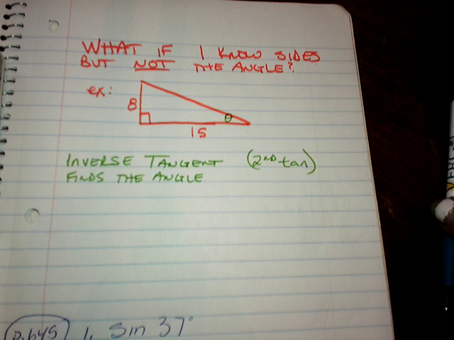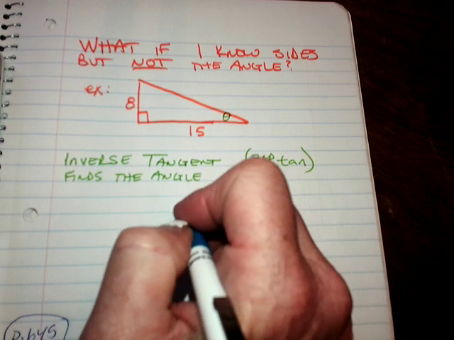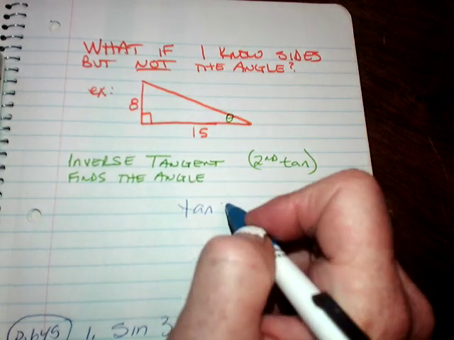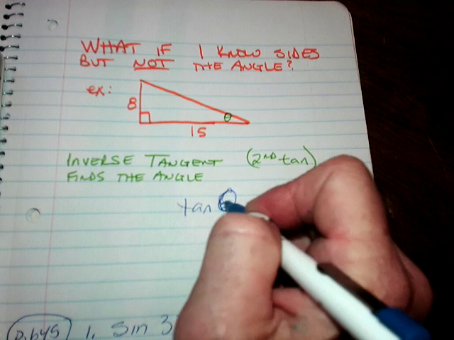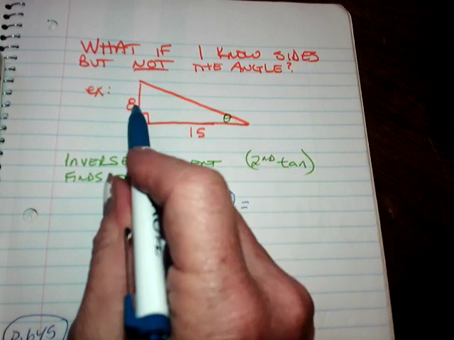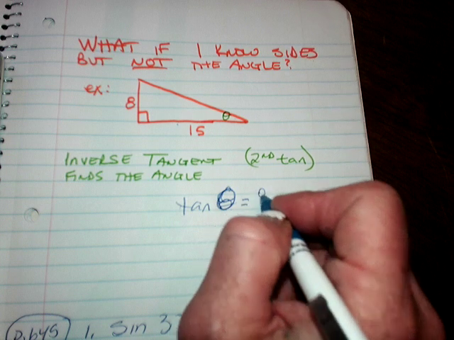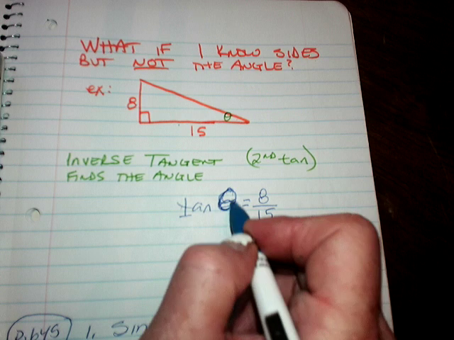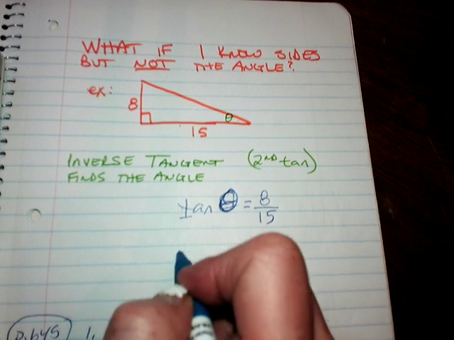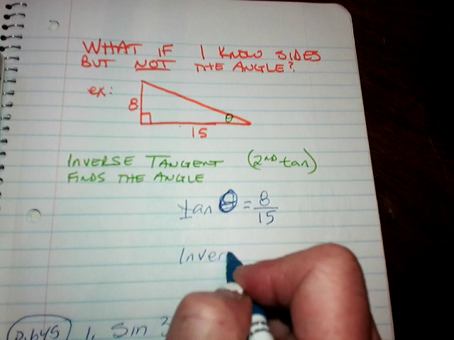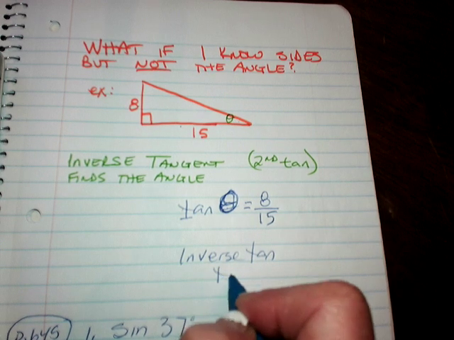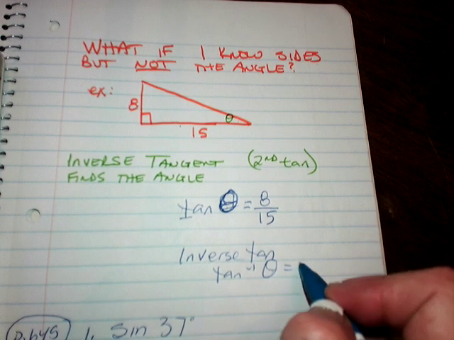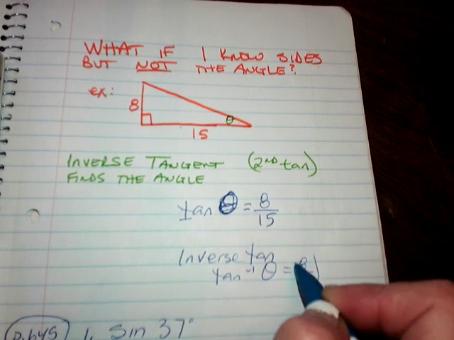So let's actually write down what we do know for this problem. In this case, we could write that the tangent of this angle, theta, which is what we call that, it's a Greek letter, equals opposite over adjacent, so equals 8 over 15. And again, if we wanted to solve that, since we're going backwards, we're going to type into our calculator the inverse tangent, which looks like this, tangent to the -1 of theta, which is just any angle, equals 8 divided by 15, and we'll put that in parentheses.